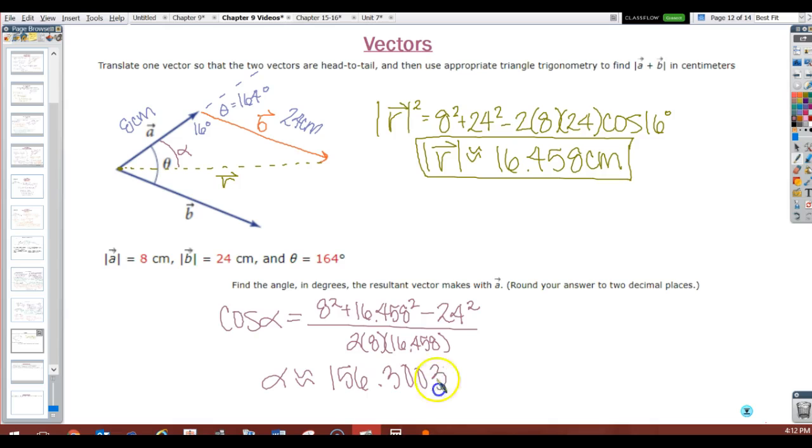We should be getting that angle to be 156.3003. And it did end up being obtuse, which makes sense since it's across from our largest side. So again, law of sines wouldn't have given this answer to us, it would have given us the reference angle. So we found both the magnitude and the direction of the resultant vector, and so we're done.